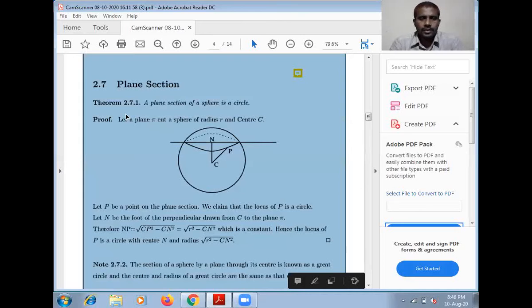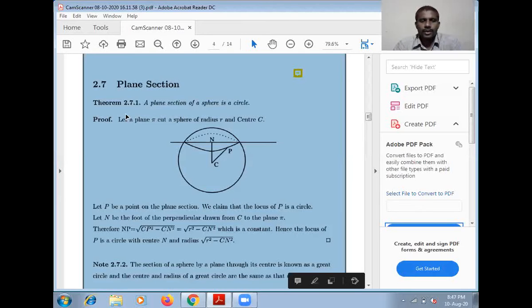Okay, dear students, in the previous class we discussed the tangent plane to a sphere. Today we discuss the plane section of a sphere. A plane section of a sphere is a circle. Now we have to prove it: how to prove it is a circle.